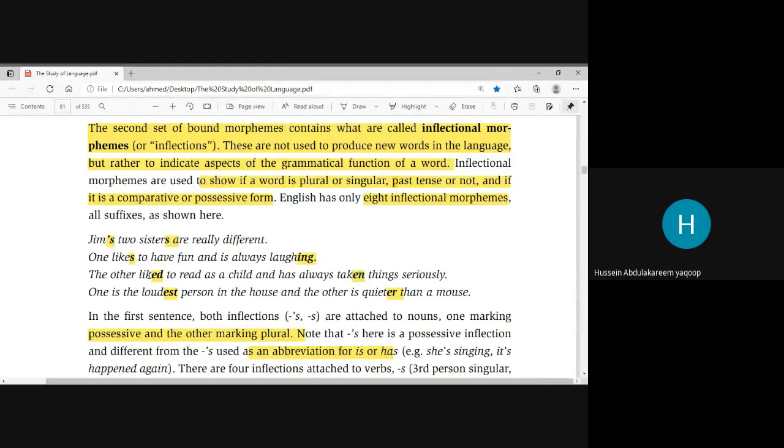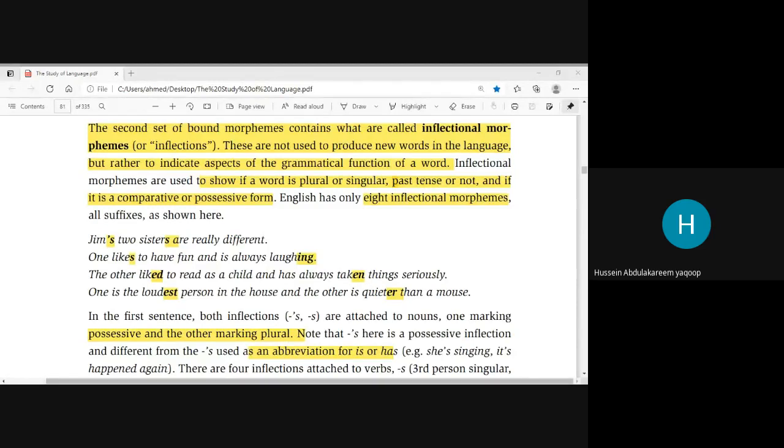Now, we have the past here. What do we have here? We have liked and we have taken. What are these two, please? Did you have this in the grammar? So, with verbs. Now, why do we have en here and ed here? Why not the opposite? Whenever we have a verb, we add the ed or we add the en. Why do we have ed and en? This is one of the examples of en.